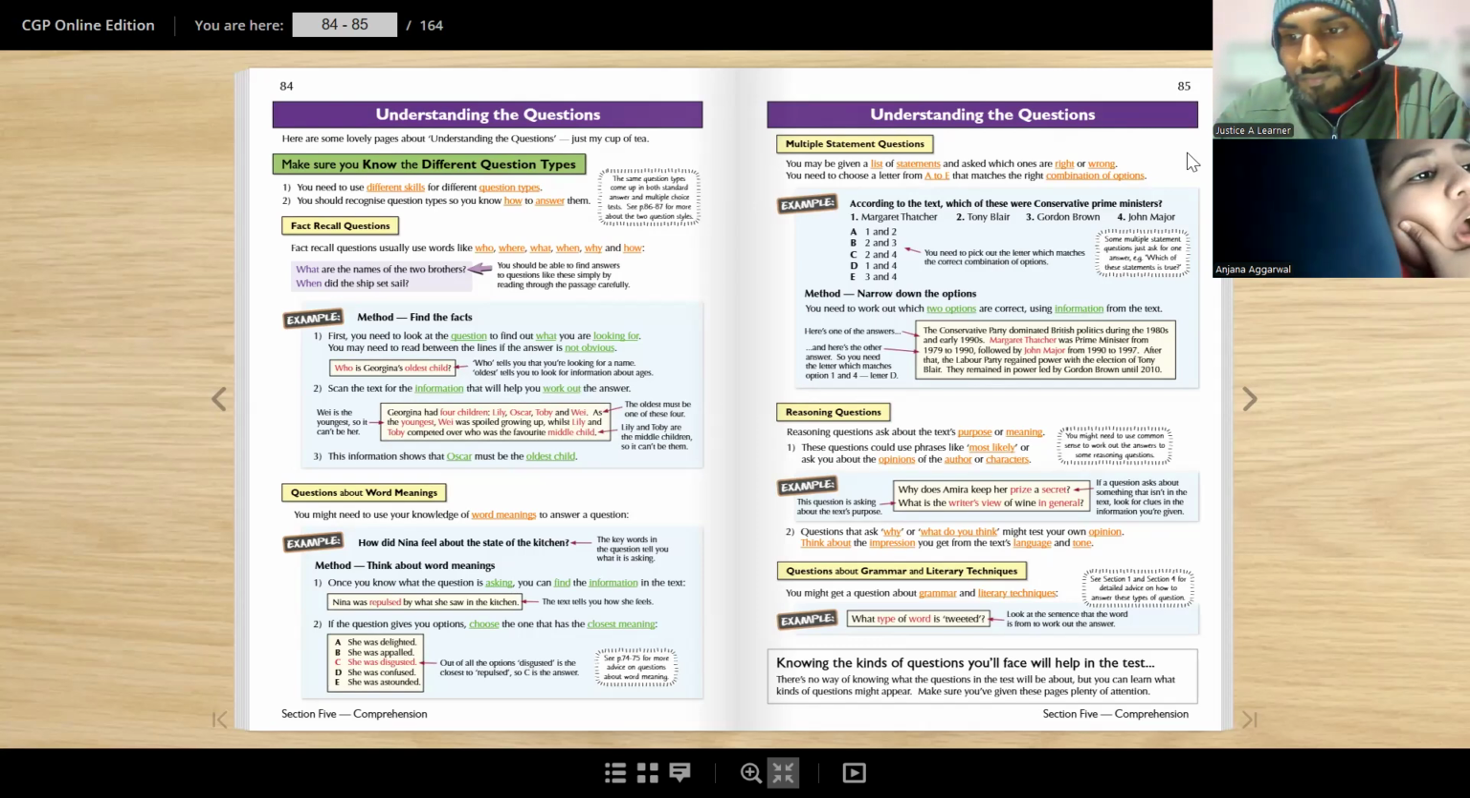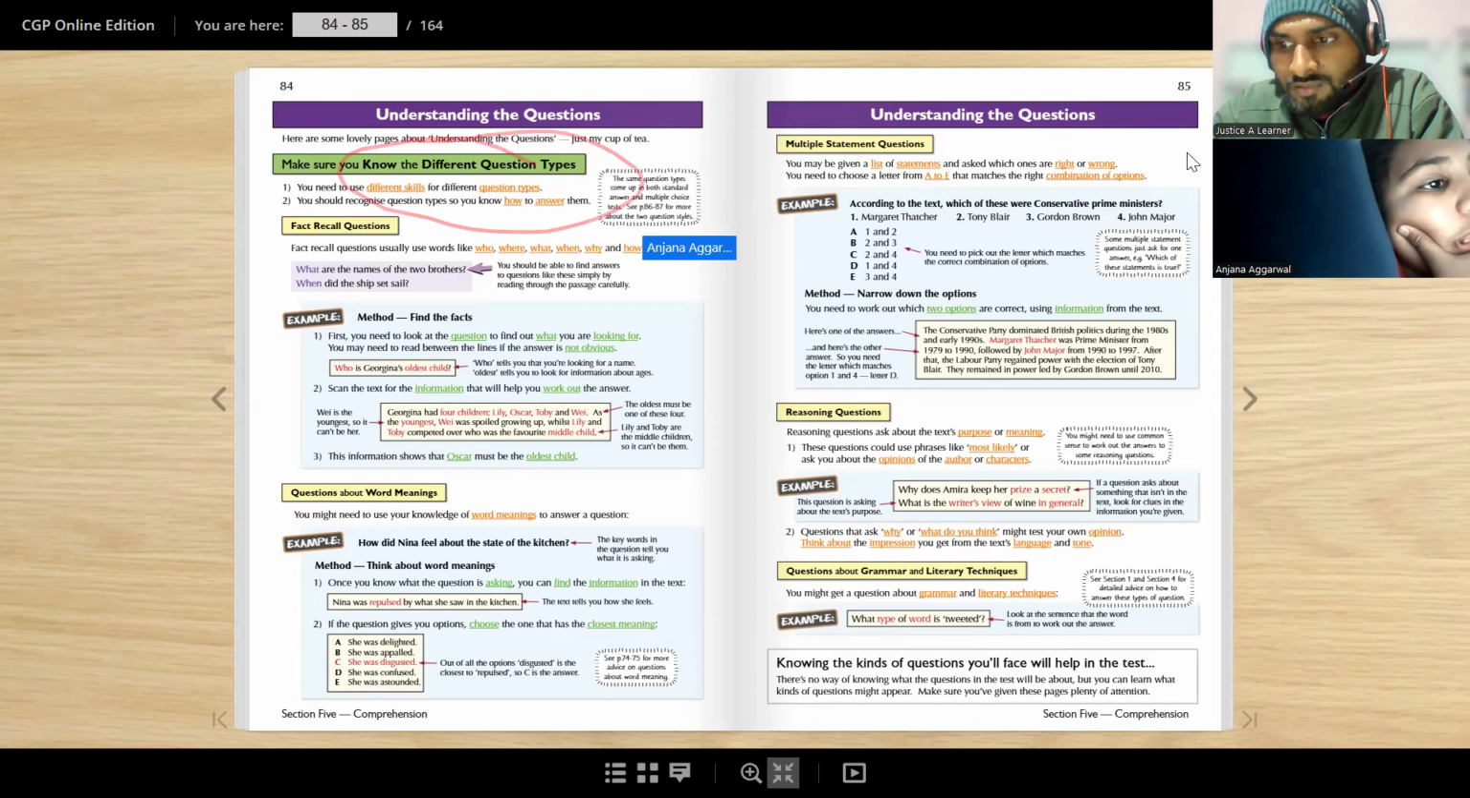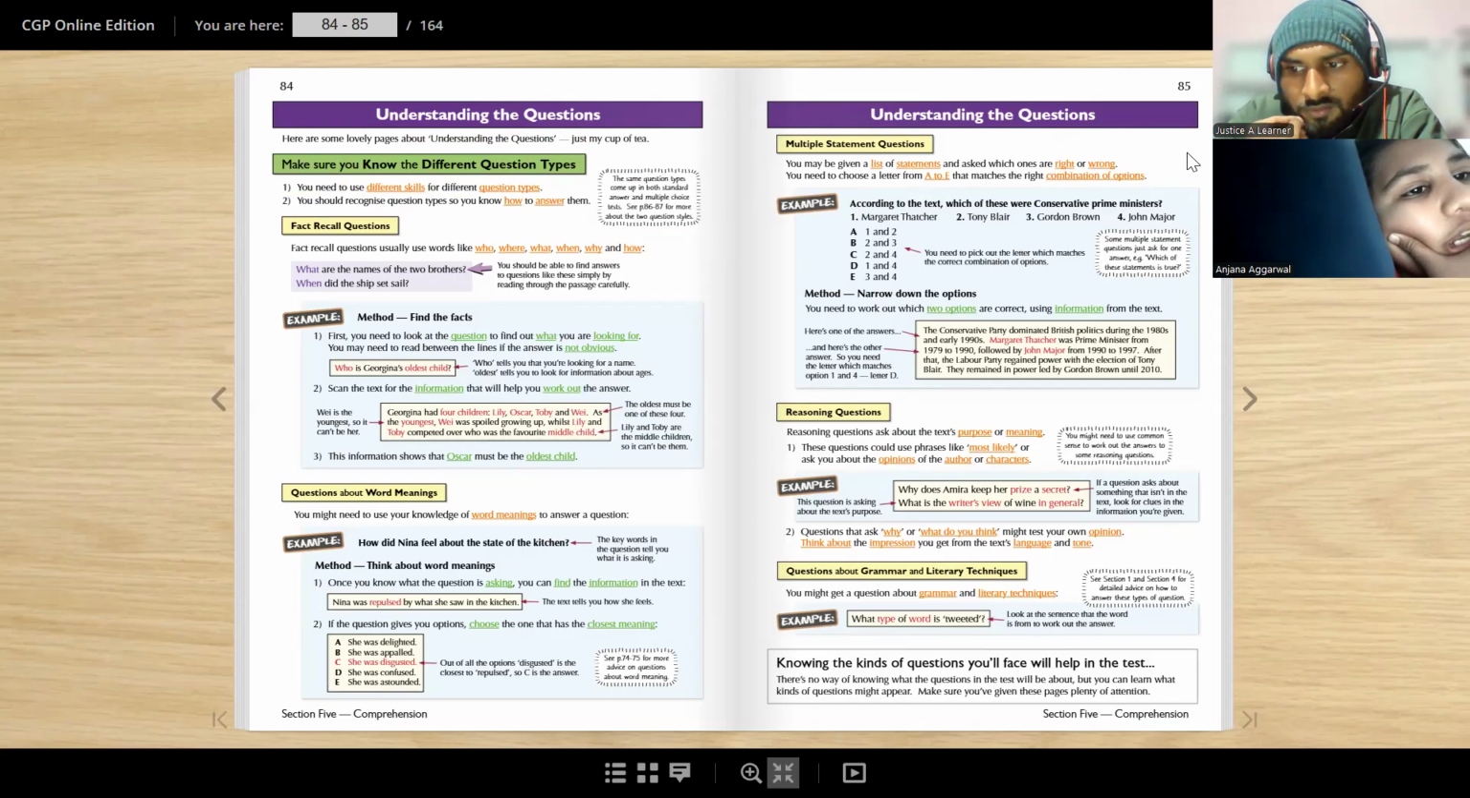So make sure you know the different question types. You need to use different skills for different question types. You should recognize question types so you know how to answer them. The same question types come up in both standard answer and multiple choice tests. See page 86 to 87 for more about the two question styles.